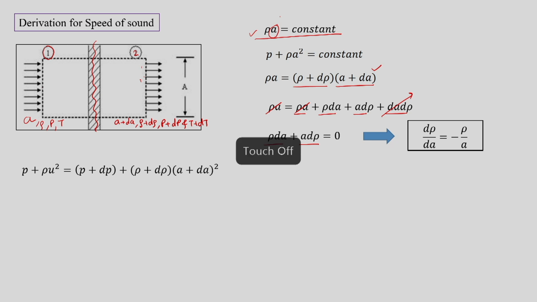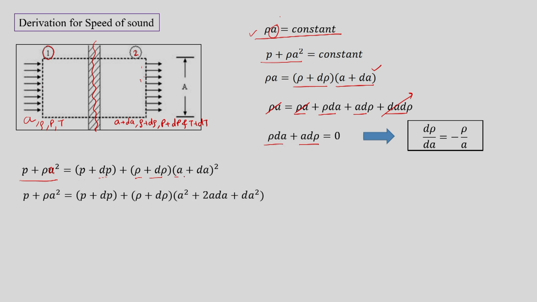Further, let us apply the momentum conservation equation across the sound wave. The momentum conservation equation says that P plus rho A square before the wave and after the wave are the same. So P plus rho A square is before the wave, but after the wave P is P plus dP, rho is rho plus d rho, and we have A plus dA in brackets squared. Then this bracket can be expanded: A square plus twice A dA plus dA square, and the rest of the terms can be kept the same.